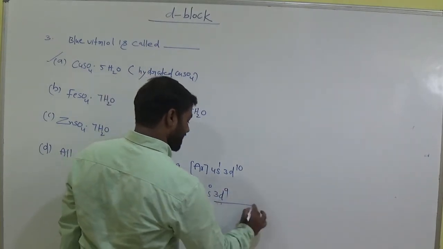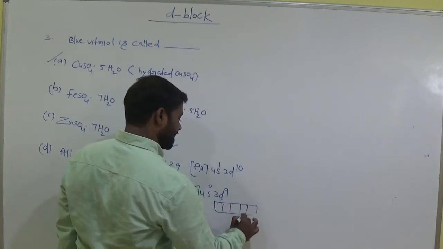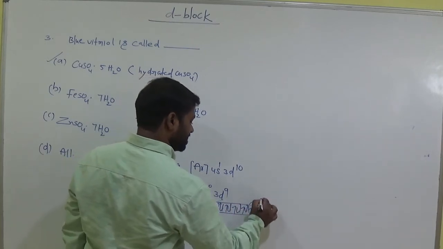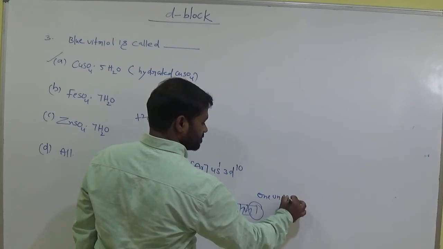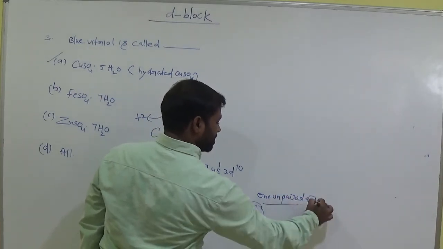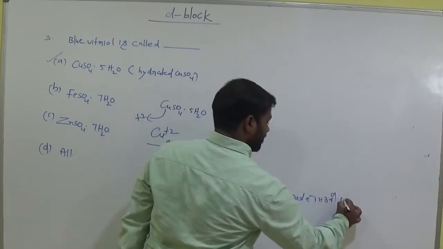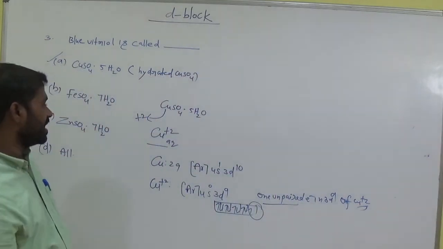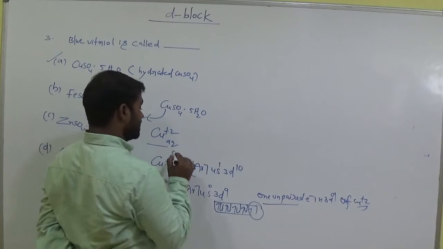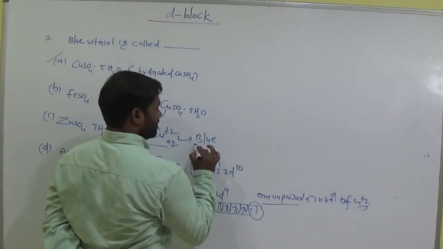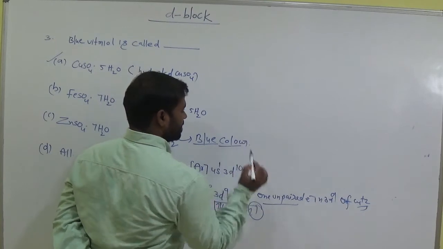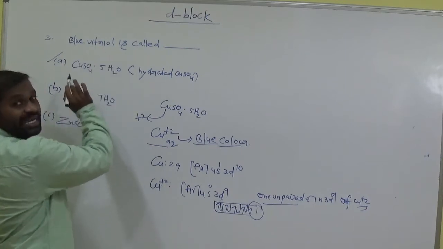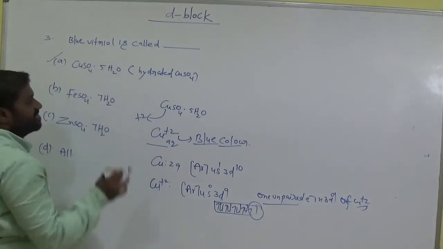3d9. So how many unpaired electrons are possible in 3d9? 1, 2, 3, 4, 5, 6, 7, 8, 9. One unpaired electron is there in 3d9 of Cu+2. Due to this unpaired electron, hydrated copper exhibits blue color. Clear? So it is called copper sulfate vitriol, and it exhibits blue color, so blue vitriol. This is the answer.